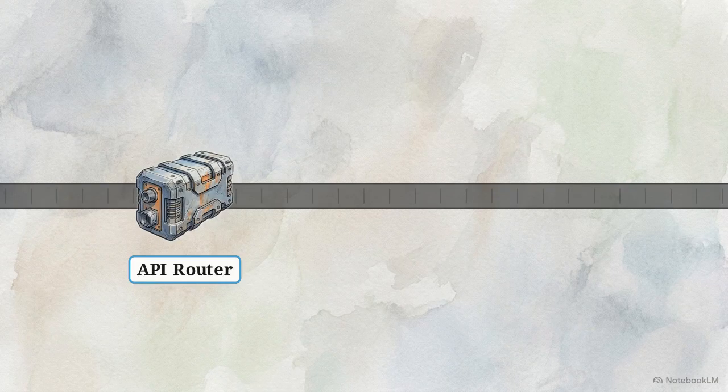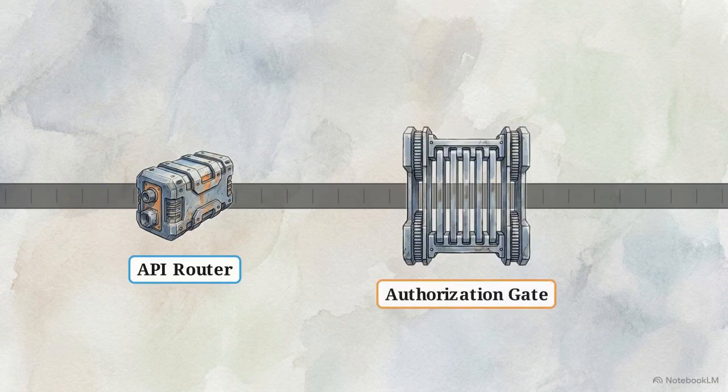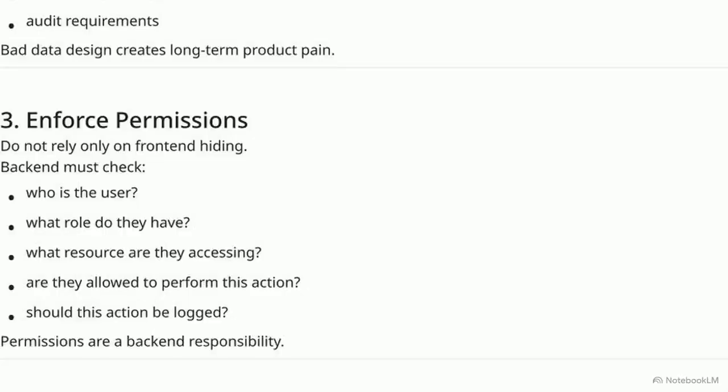To prevent this, a rigid authorization gate locks into place immediately after the API entry point. Nothing passes this barrier without scrutiny. Before processing any logic, the backend evaluates these specific questions. Who is the user? What role do they hold? And are they permitted to perform this specific action?